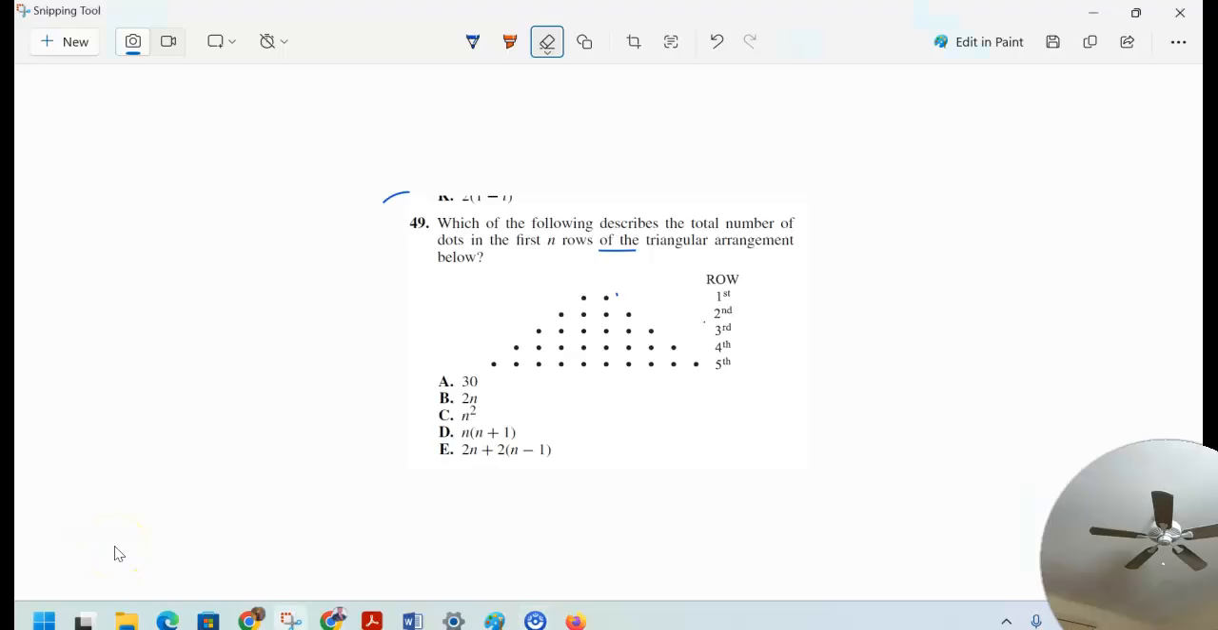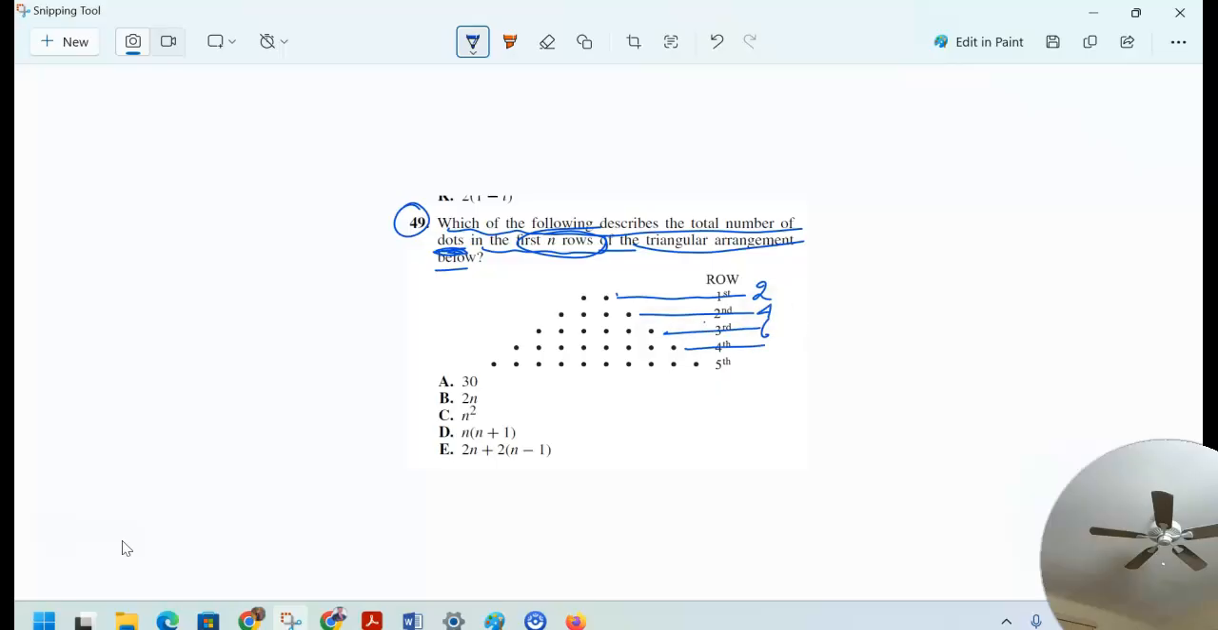Okay, question number 49. Question number 49 says, which of the following describes the total number of dots in the first n rows? In the triangle arrangement below, you can see the dots. The first row has 2 dots. This one has 4 dots. This one has 6 dots. This one has 8 dots. And you can see each time you're adding 2 more dots.